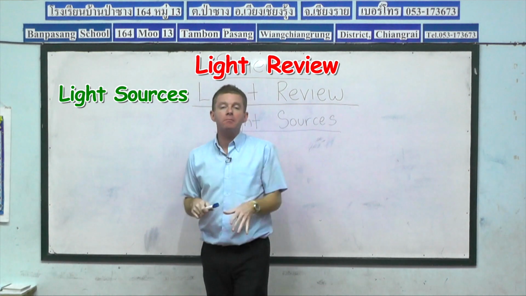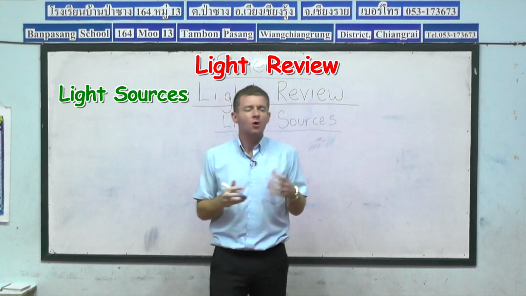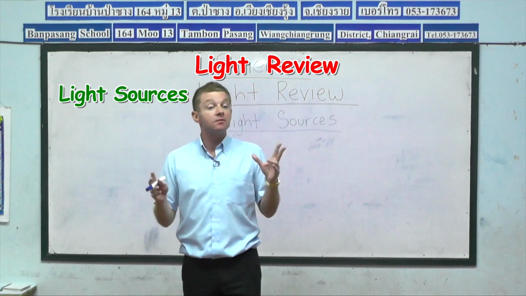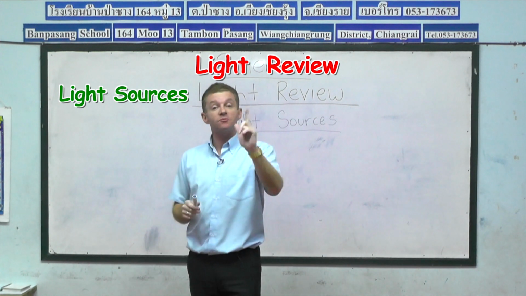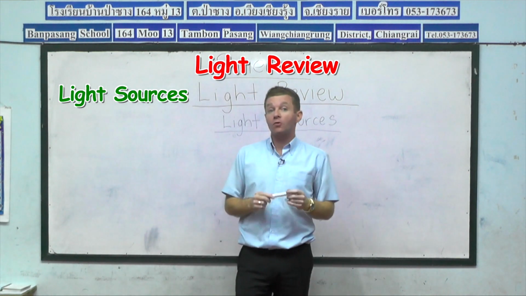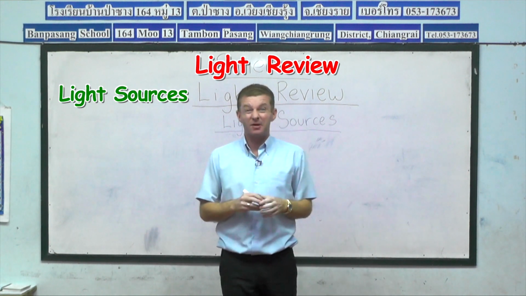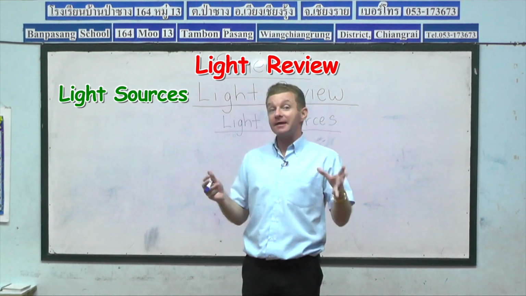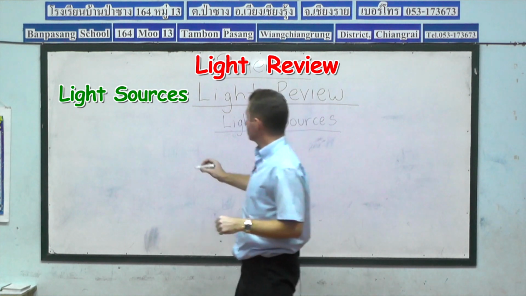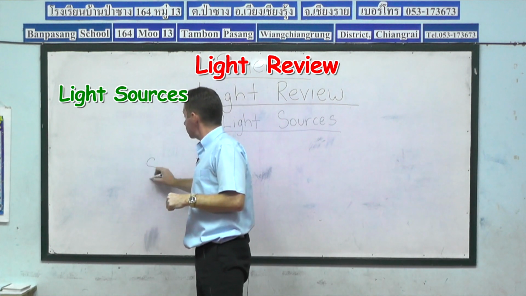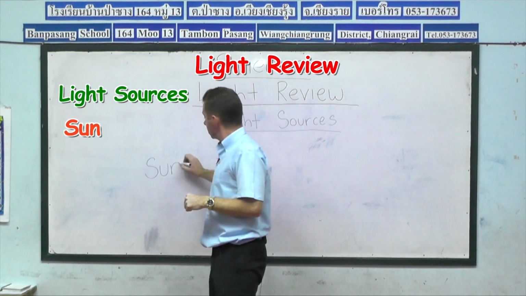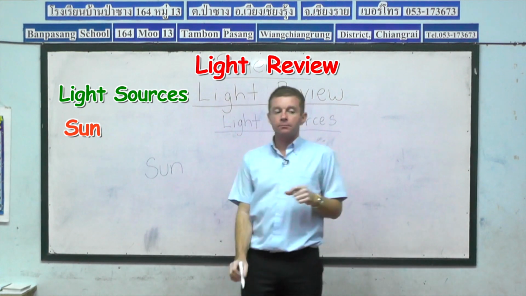So can we remember, think back to previous lessons, where does light come from? The sun. The sun is probably the most important source of light we have, because it heats the whole planet and gives us energy. So we've got the sun, S-U-N.